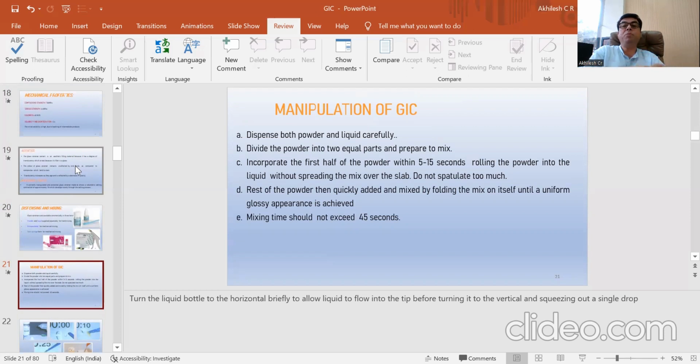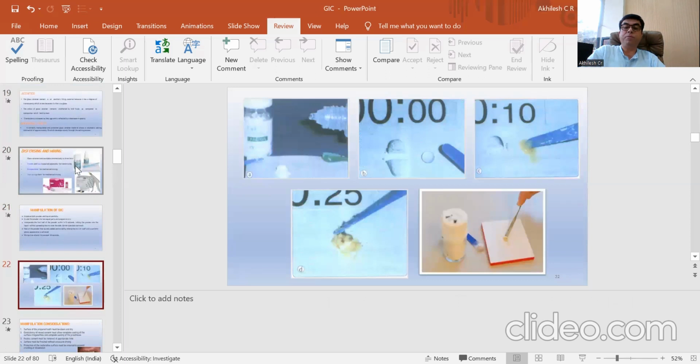Manipulation of GIC: dispense both powder and liquid carefully. Divide the powder into two equal parts and prepare to mix. Incorporate the first half of powder within 5 to 15 seconds, rolling the powder into the liquid without separating the mix over the slab. And do not spatulate too much. The rest of the powder is then quickly added and mixed by folding the mix on itself until a uniform glossy appearance is achieved. The mixing time should not exceed more than 45 minutes.